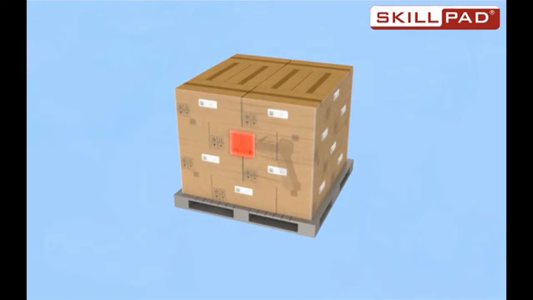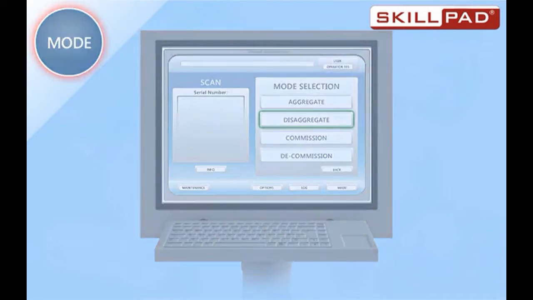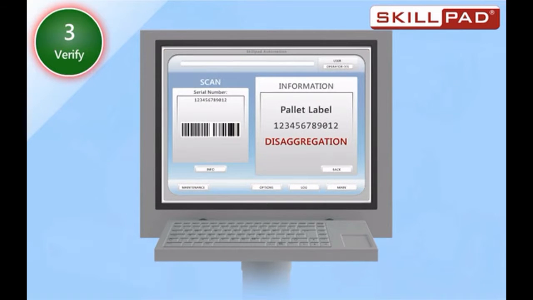The first step is to scan the pallet label. The mode is Select Disaggregation Function. Next, identify the correct pallet label. Scan using the disaggregation mode. Finally, verify the correct pallet and mode on your monitor. Here the operator is interacting with the digital and physical states of the product.